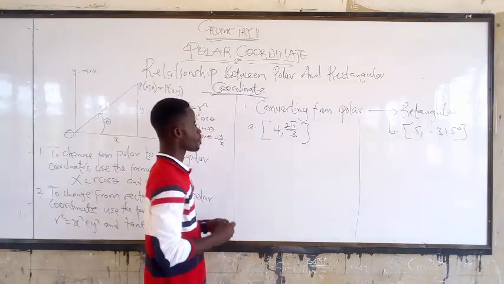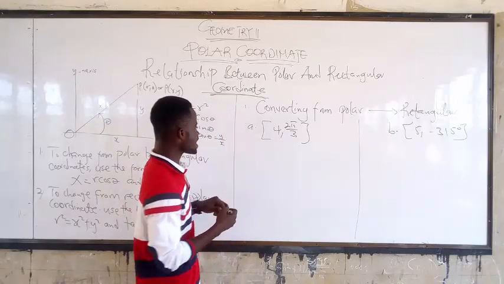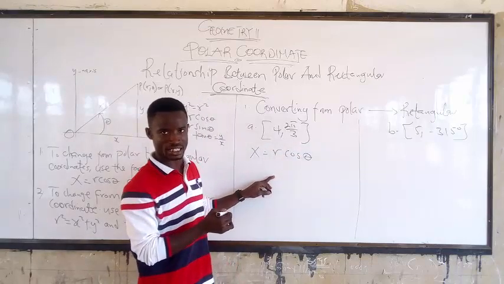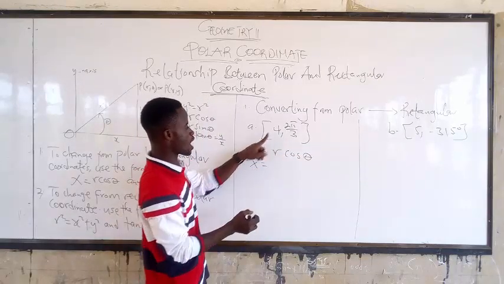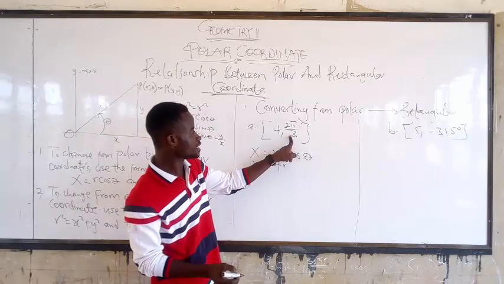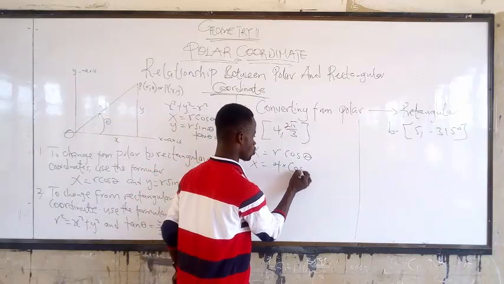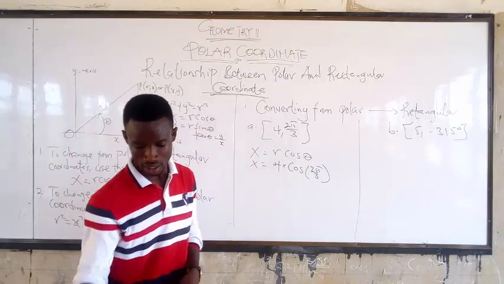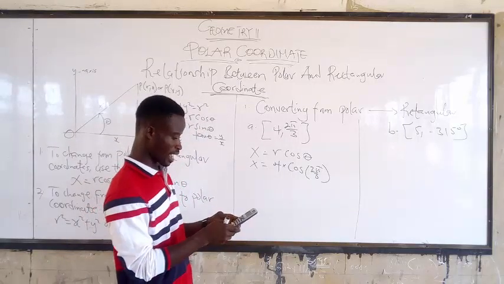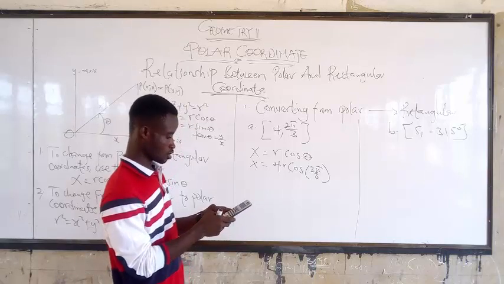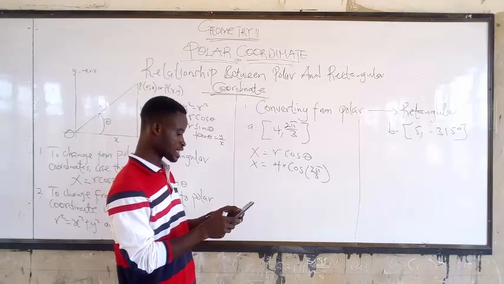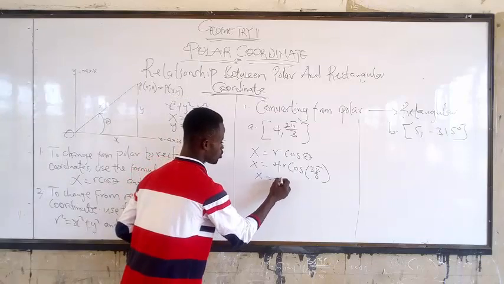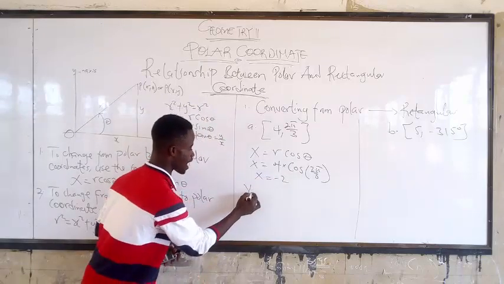So as I said, you want to change to x and y. So to get the x, you need this formula, r cos theta. Hope you can see that. So x will be equal to r, which is 4, times cos of theta, which is 2 pi over 3. So the rest will be calculator. So when you take your calculator, 4 times cos 2 pi over 3, then you get negative 2. So your x here will be equal to negative 2. So to get a y, you see that is simple.